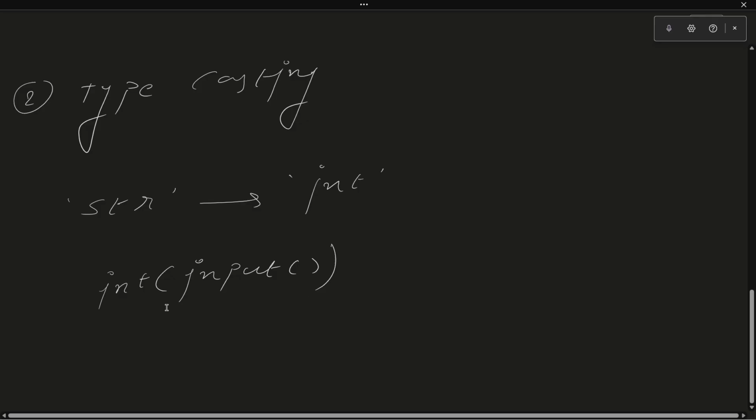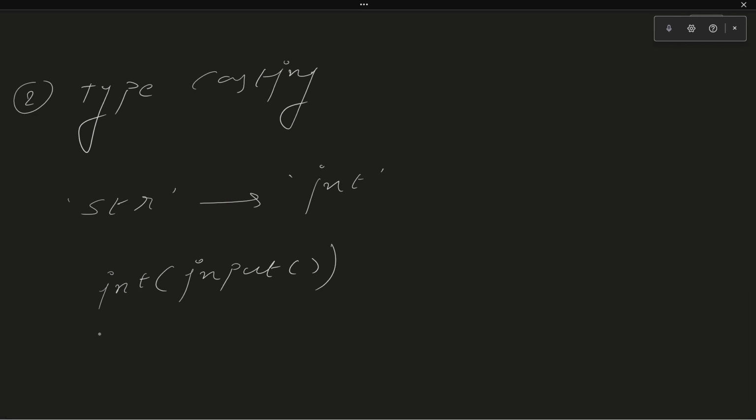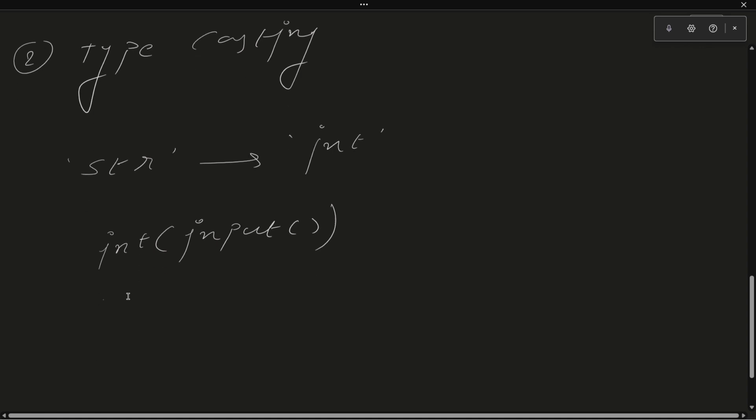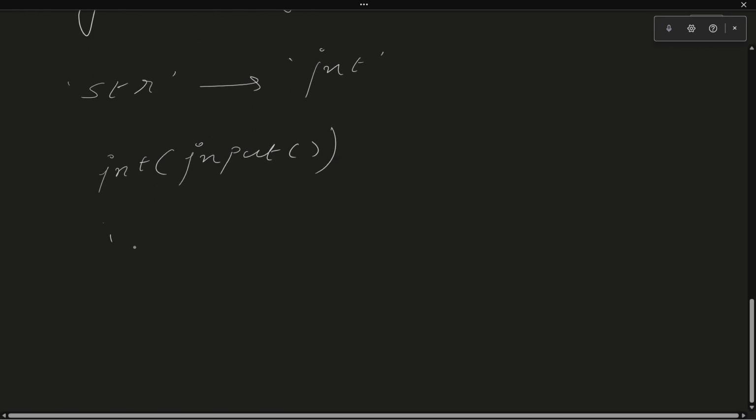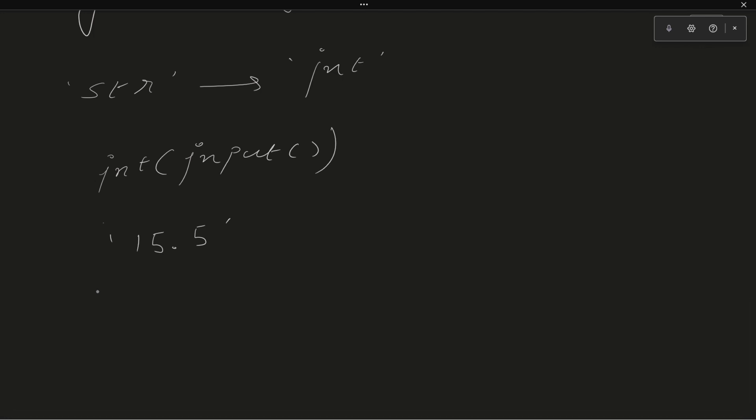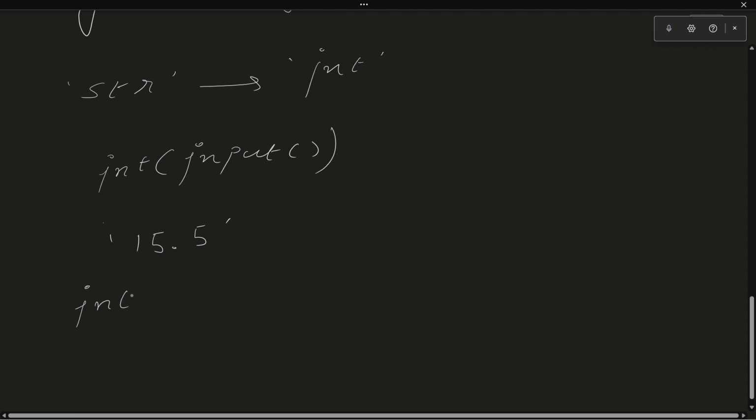Let's understand more about typecasting in detail. Let's say your input is 15.5 and you want to convert this into the form of integer. So if you write int(15.5), then what should be the output? Let's do this in a Jupyter notebook.